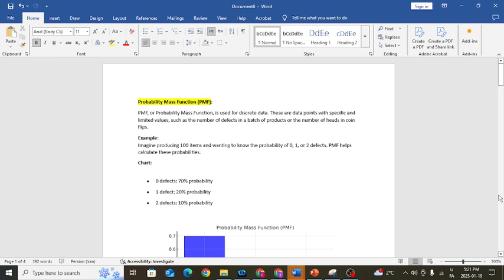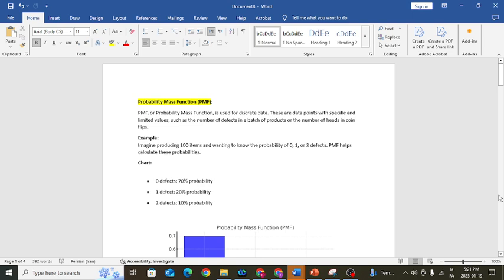And today we are going to talk about their role in quality management. This concept might seem complex at first, as I told you in the previous session, but with real life examples and practical applications, their significance will become clear for you. So, the PMF, or probability mass function, is used for discrete data.